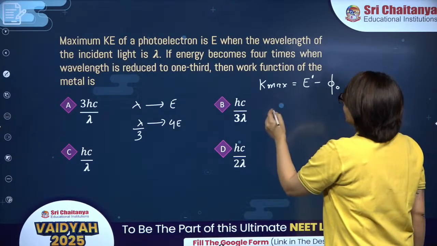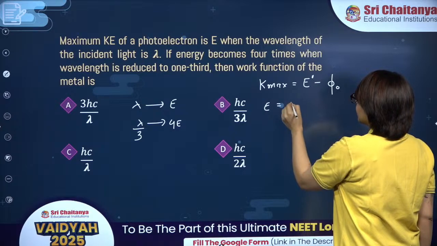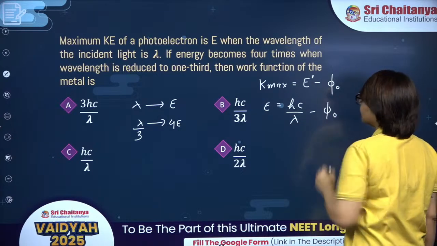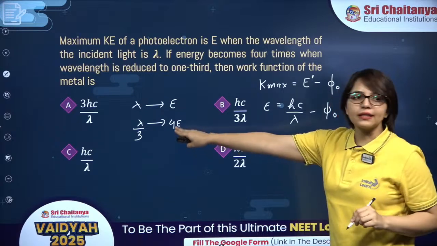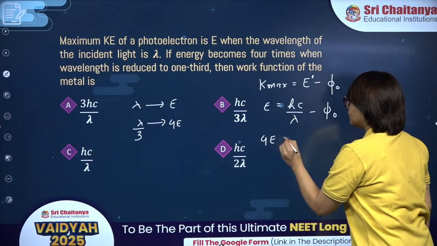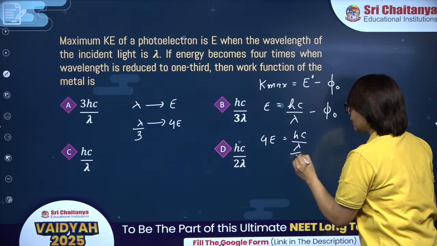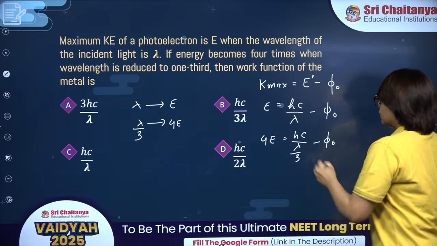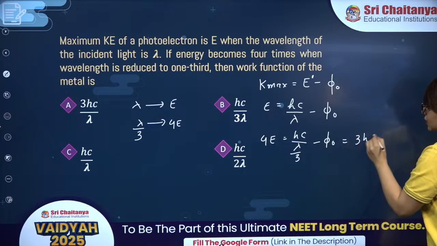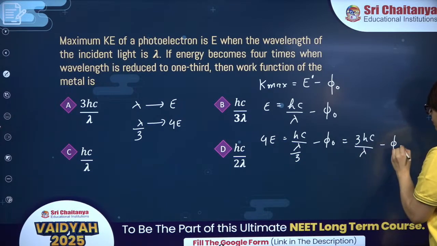Alright, maximum kinetic energy is given as E and it is equal to hc upon lambda minus phi naught. Here, when the wavelength is lambda by 3, kinetic energy is 4E. So it will be 4E equals hc upon lambda by 3 minus phi naught. So it will be 4E is equal to 3 hc upon lambda minus phi naught.